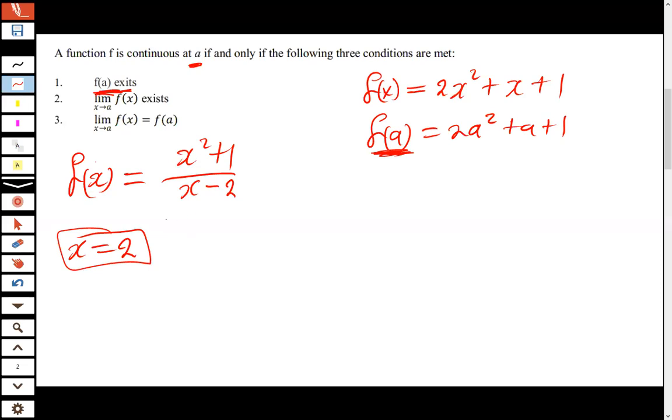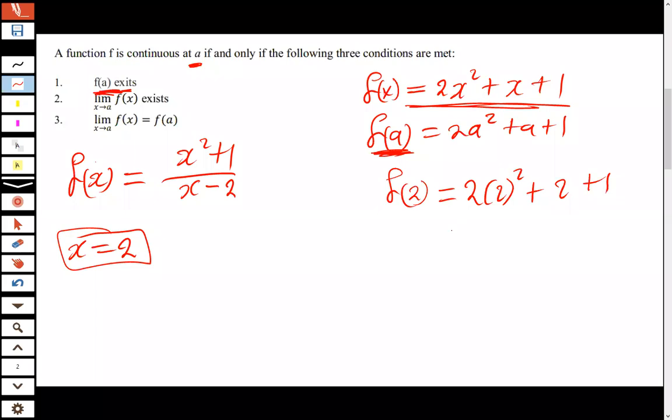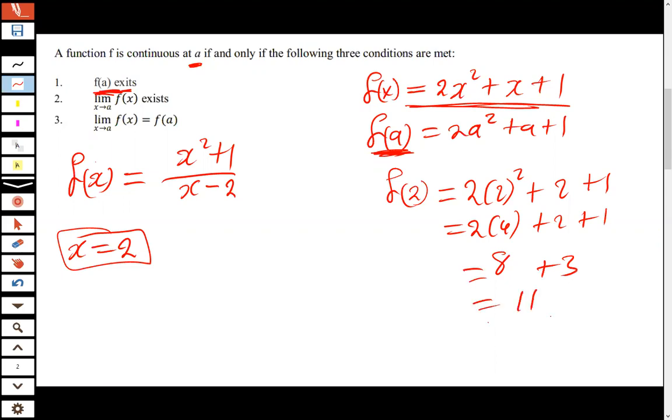So if we replace 2 in this function, let us find f of 2 using this function. We're going to have 2 times 2 squared, then plus 2, then plus 1. So this is going to give you 2 times 4, then plus 2, plus 1. So this will be 8, and then you have a 3 this side. When you add 8 and 3, you're going to get 11. So this implies that f of 2 exists.